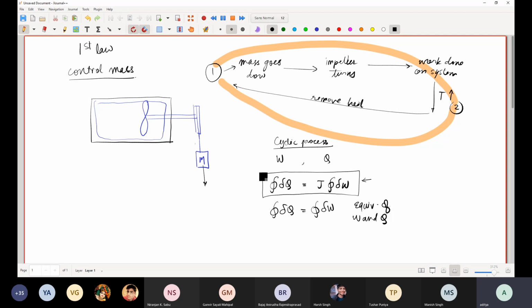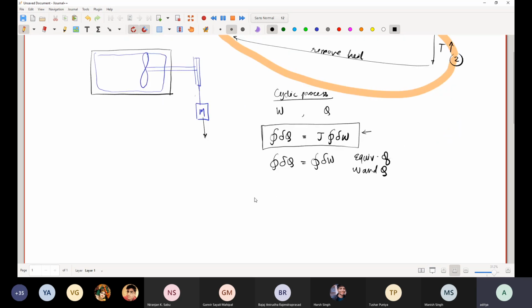Now with this in mind, we can now go ahead and write down the first law for a change of state. So now with this in the background, we can write down the first law for the change of state of a control mass. So remember, we're dealing with control mass and we're dealing with cyclic process. So cyclic process, this is true. Now with this information, we're gonna try to derive something for a non-cyclic process as well.